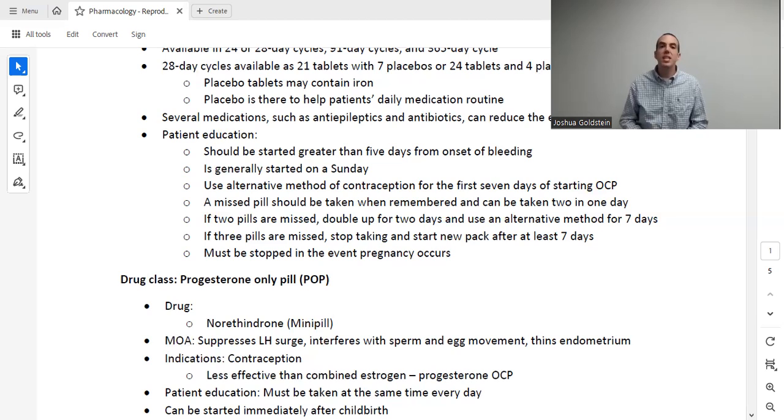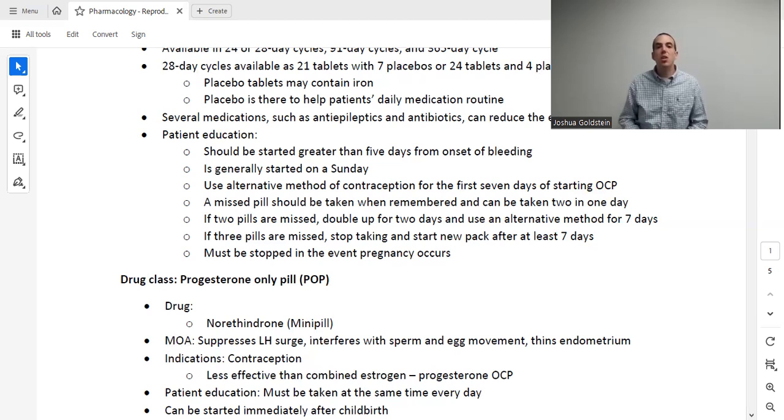If a patient misses 3 days of medication, they're likely to start to experience withdrawal bleeding. They should just plan to stop taking it for at least 7 full days, allow themselves to have their period, and then go ahead and start a new pack after at least 7 days. If a patient does become pregnant, they should, of course, immediately stop taking this medication because it is teratogenic.